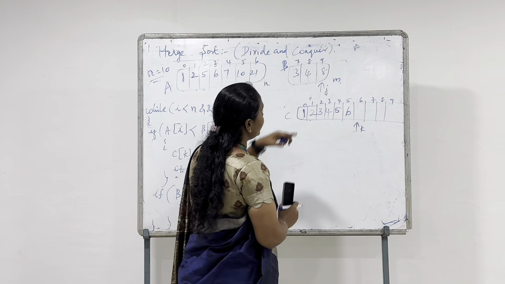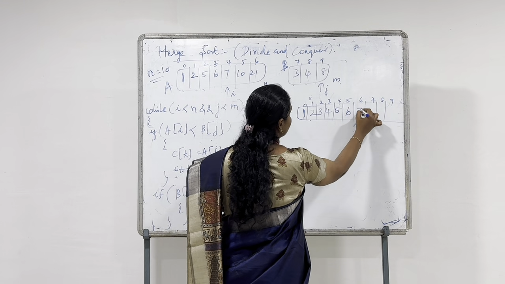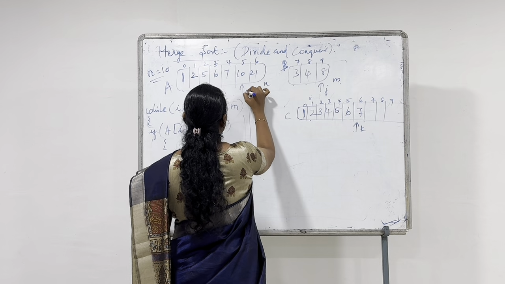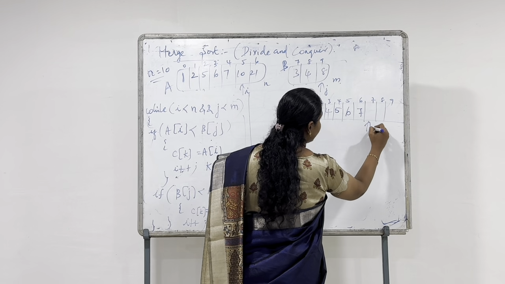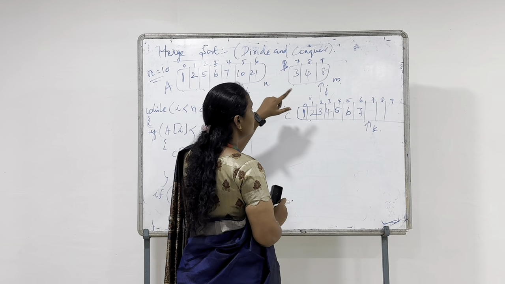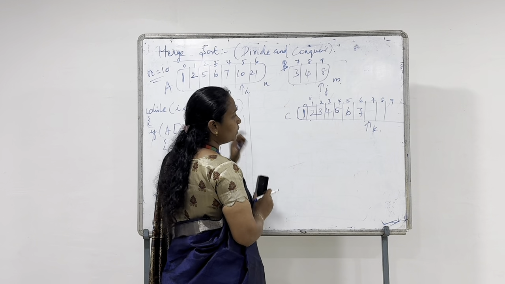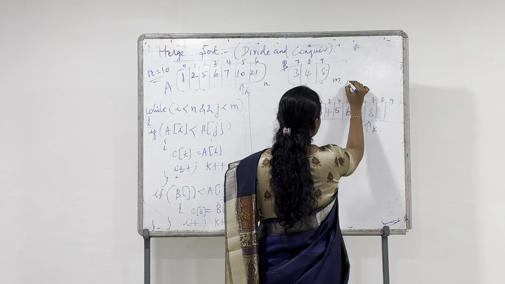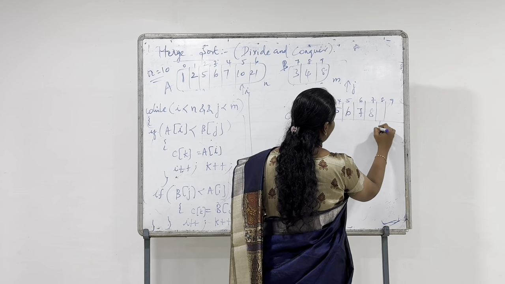Now compare 7 and 8. Again 7 is the lesser value compared to 8. Increment I and also K. Now compare 10 and 8. So 8 is lesser compared to 10. Okay, so move this 8 here. Now increment J and also K.